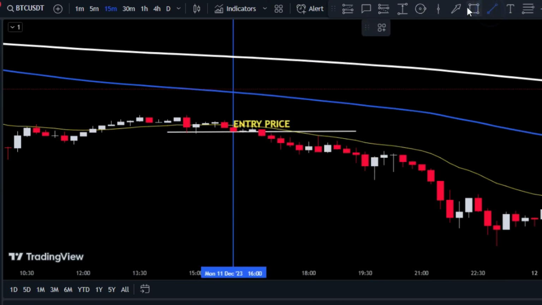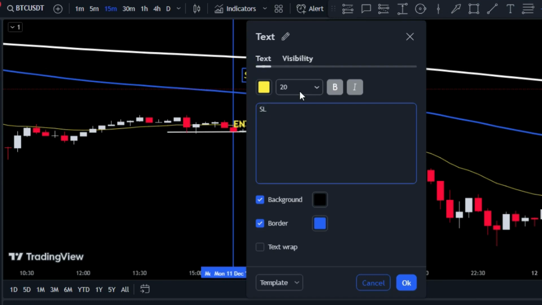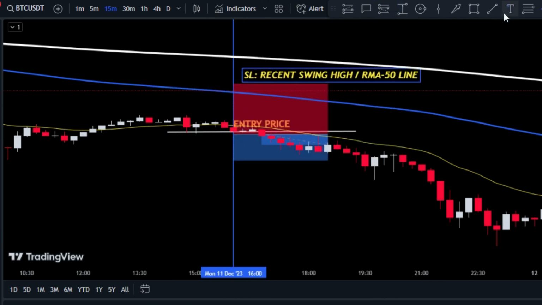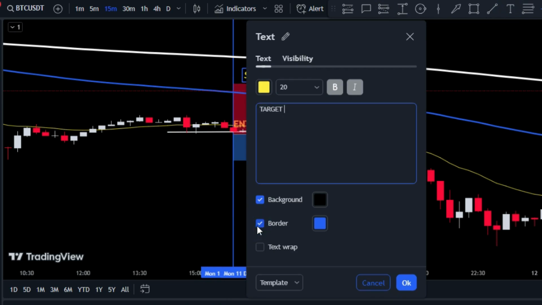And when it comes to establishing a stop loss, you can choose between the recent swing high or the RMA 50 line. In the end, set your trade target with a risk-reward ratio of 1 to 1.5.